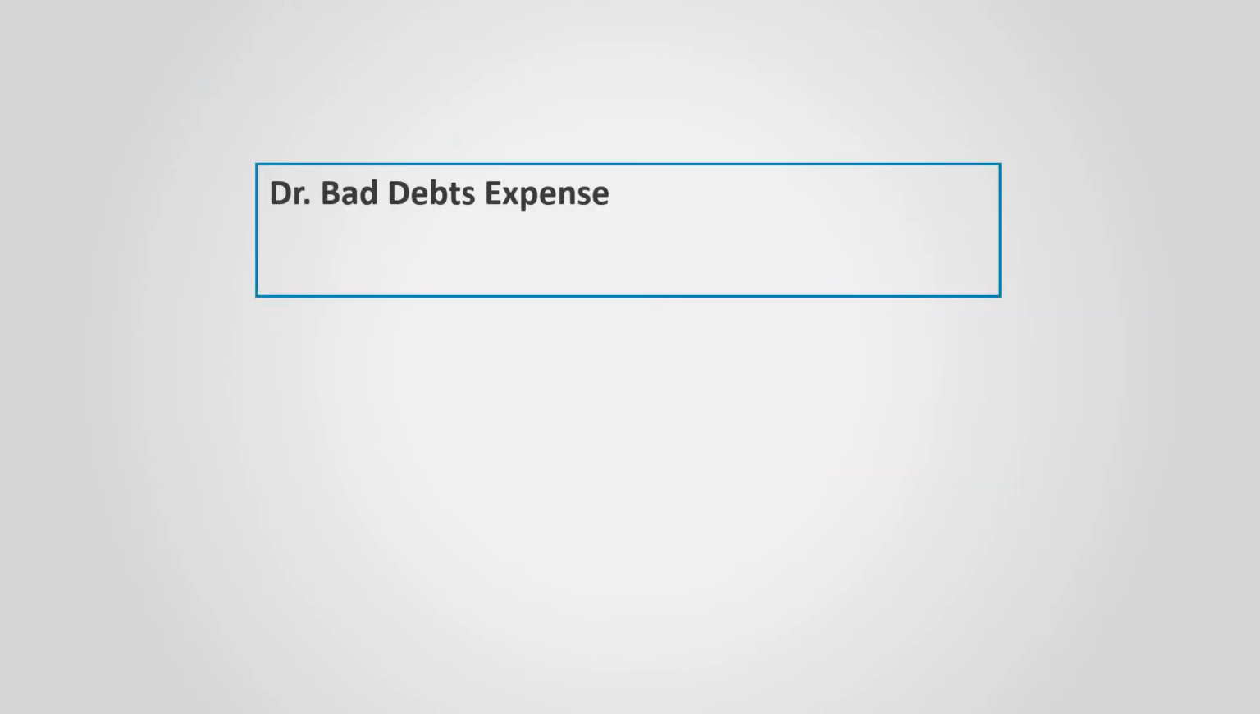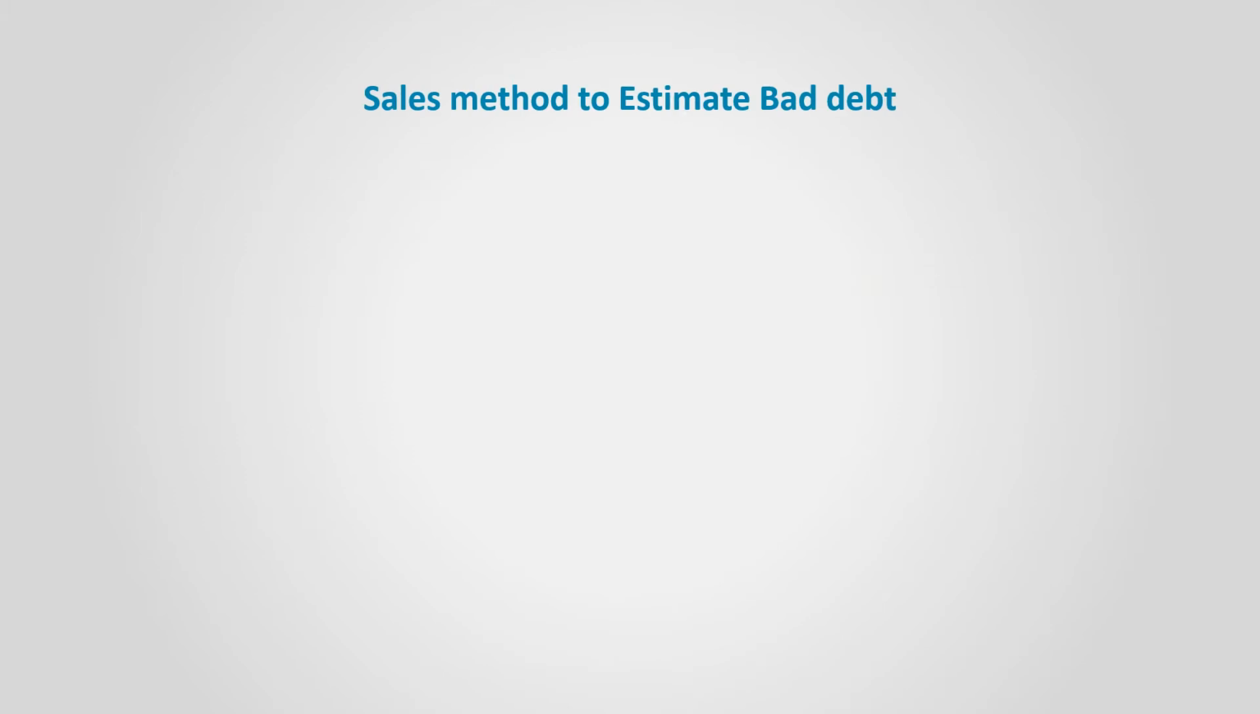The entry to record the bad debts expense would be to debit the bad debts expense for $30,000 and credit allowance for doubtful accounts (AFDA) for the same amount. As mentioned earlier, this method is pretty simple as it is based on simple multiplication. But why isn't it accurate?